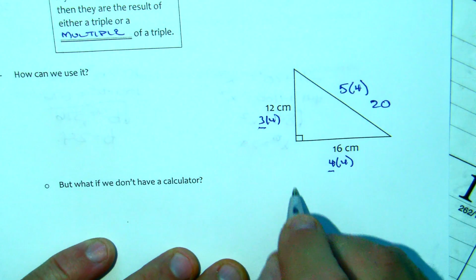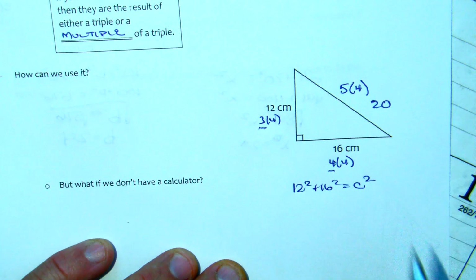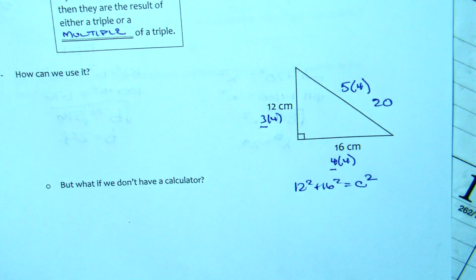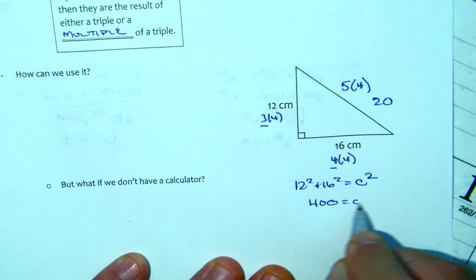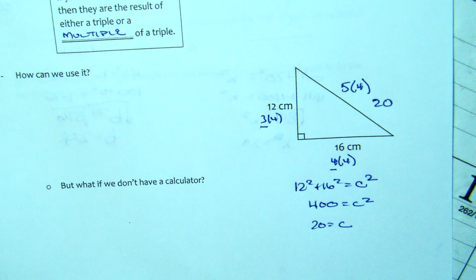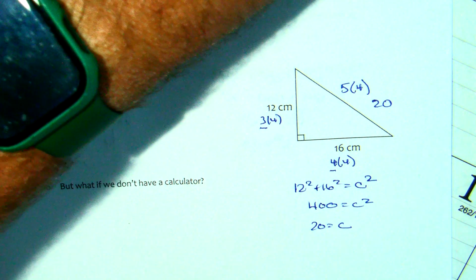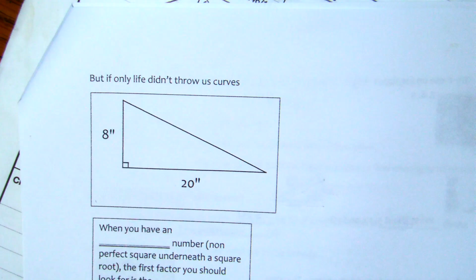Now again, you can feel free to use the regular Pythagorean theorem and you'll get the same answer. 12 squared is 144, 16 squared is 256. Add them up, you get 400, and making C the square root of 400, which is 20. All right? So again, the triples are great to help with time consuming work. However, they're not mandatory. But only if life didn't throw us curves.